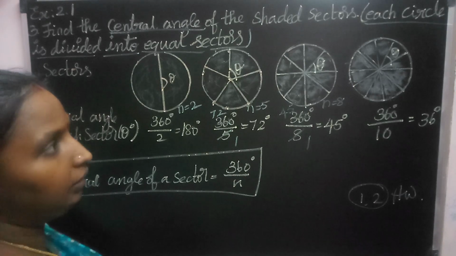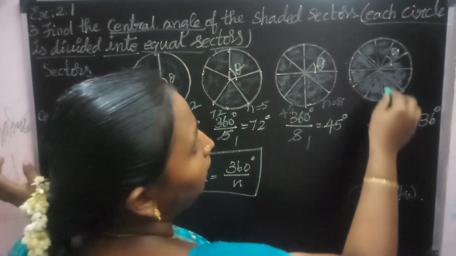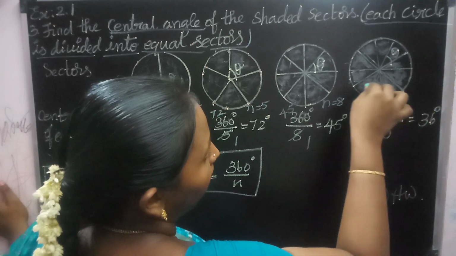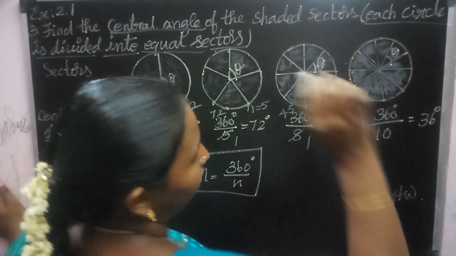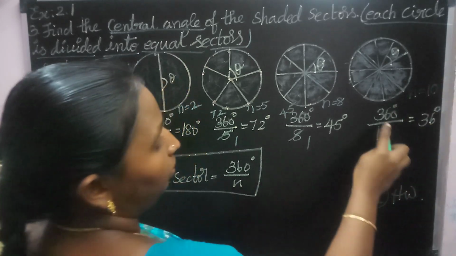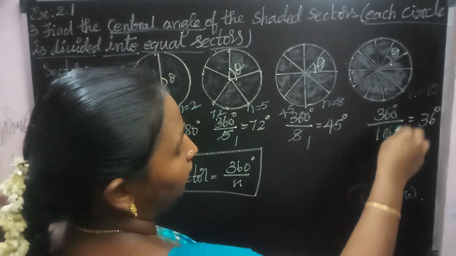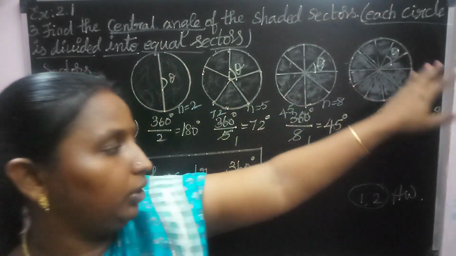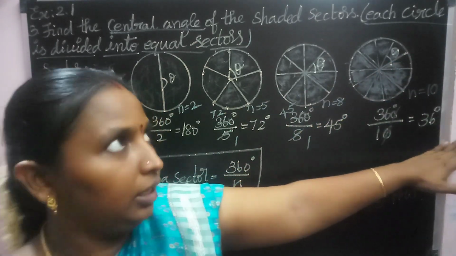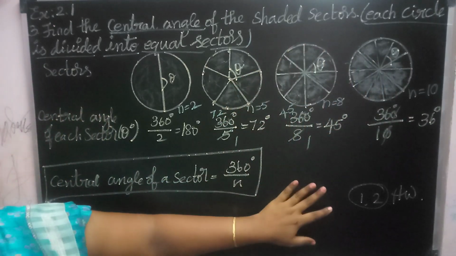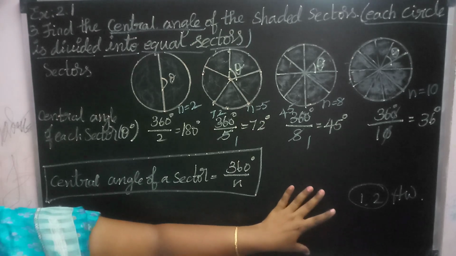Did you understand this? Move on to the fourth one. Here how many sectors? Count: 1, 2, 3, 4, 5, 6, 7, 8, 9, 10. 10 sectors, so n value equals 10. So 360 degree divided by 10, the 0s get cancelled. You will get 36 degree. So theta value here is 36 degree. This is the way to find the central angle when the given circle is divided into a number of equal parts.